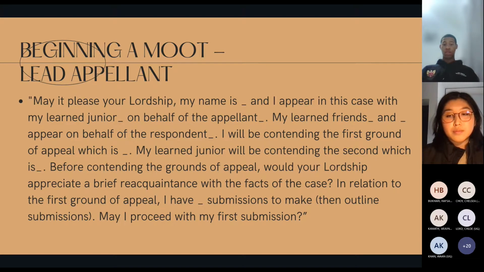If the judge says yes, just make sure that it is brief, because you're on a time crunch, as Belinda was talking about, so you don't want to cut in too deeply into the time that you have. In relation to the first ground of appeal, I have this submission to make, and you outline your submission, and then you ask if you are able to proceed with your first submission.